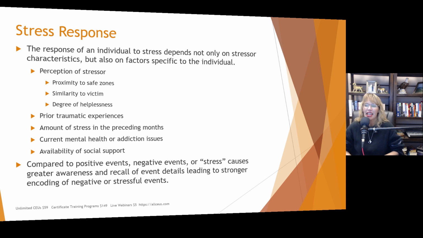Compared to positive events, negative events or stress cause a greater awareness and recall of event details, leading to stronger encoding of negative or stressful events. Well, it makes sense. If we miss the cute little bunny hopping down the street, that's probably not going to be any threat to our safety. It would have been nice to see it, but it's not a threat. If we miss the poisonous snake that is slithering across the path and we step on it, then that could kill us. So we tend to provide more of what they call emotional valence to negative stimuli. We are more alert to it and we give it more weight.